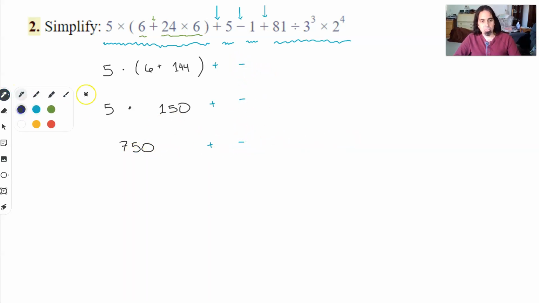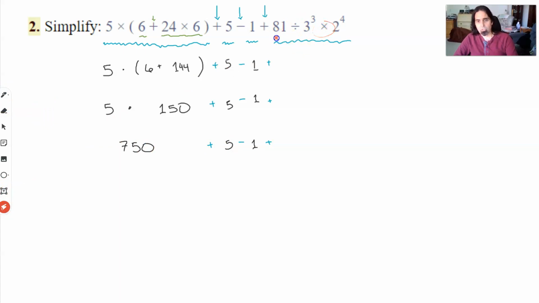The second term just stayed 5. And the third term just stayed 1. No work needed. For the last term, all we have happening is multiplication and division, so we go from left to right. Before we start left to right, we need to get rid of these exponents, though.